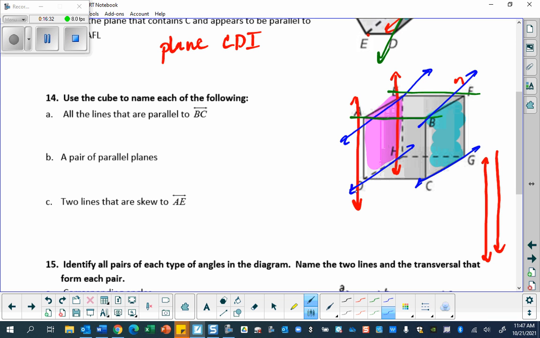Line FG, not parallel, not perpendicular. Line BC, not parallel, not perpendicular. Line DC, not parallel, not perpendicular. Line FG. Make sense?